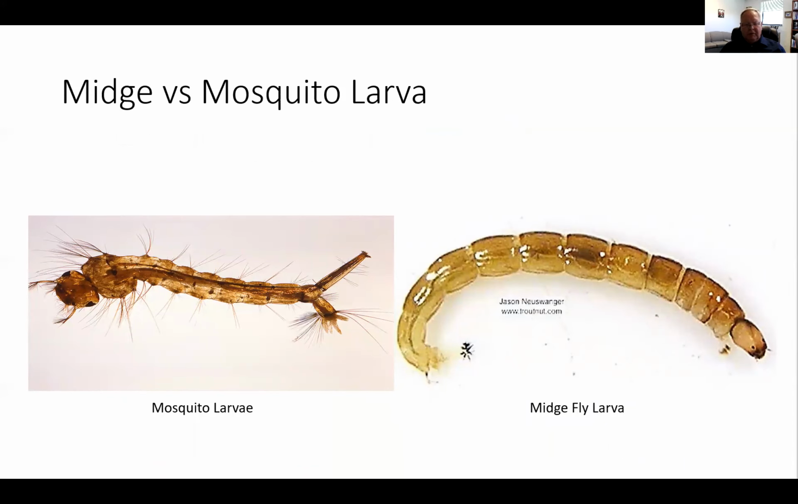This is an example of what is a mosquito larva and what is a midge-fly larva. They live in similar habitat. You'll find them in similar places, but they look very different as you look closely. They may move a little bit the same way, but the midge-fly larva moves more like a worm, where the mosquito larva has more of that wiggling motion back and forth. And obviously the midge-fly larva doesn't have the siphon that you see so prevalent in the mosquito larva.